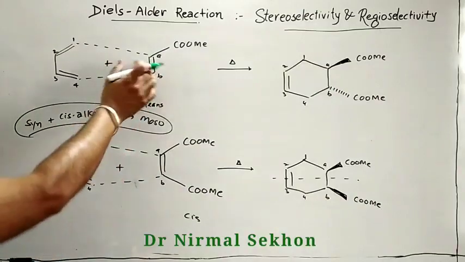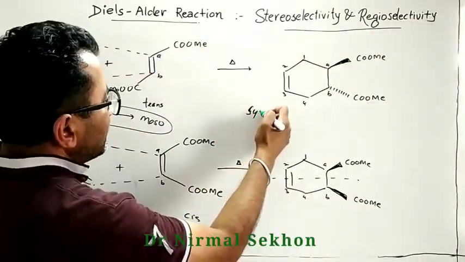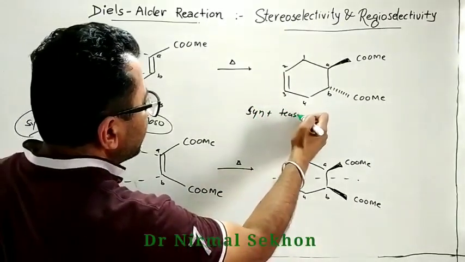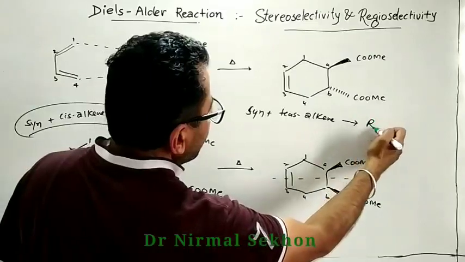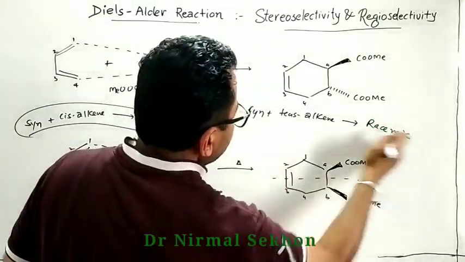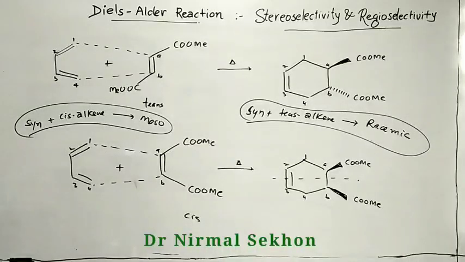And in this case we have a trans alkene, and addition is syn plus trans alkene. Trans alkene will always give a racemic mixture. So note these points. This is about the stereochemistry of the alkene. When something is added to an alkene by syn addition, cis alkene gives meso, trans alkene gives racemic.